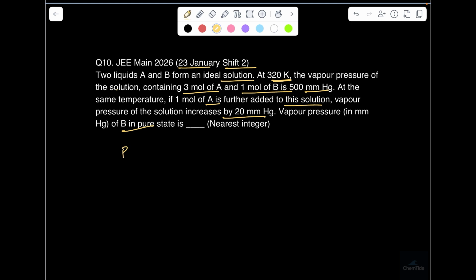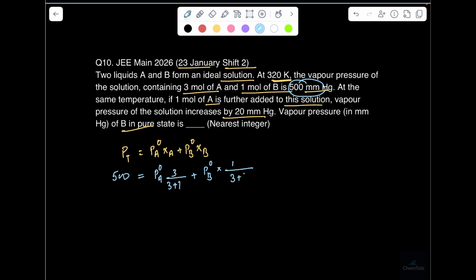So we have Pt is equal to Pa naught Xa plus Pb naught Xb. In the first stage it is given as 500 mm of mercury. We will write the 500. Pa naught is not given. Xa is 3 by total moles, 3 plus 1, plus Pb naught, that should be 1 upon 3 plus 1. So we got 500 equals 3 Pa naught by 4 plus 1 by 4 Pb naught.